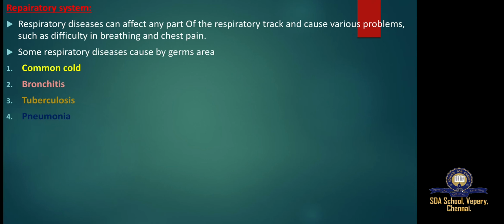And the third disease, tuberculosis, TB. What is tuberculosis? Tuberculosis is a contagious infection that usually attacks your lungs. It can also spread to other parts of your body like your brain and spine. A type of bacteria called Mycobacterium tuberculosis causes it.